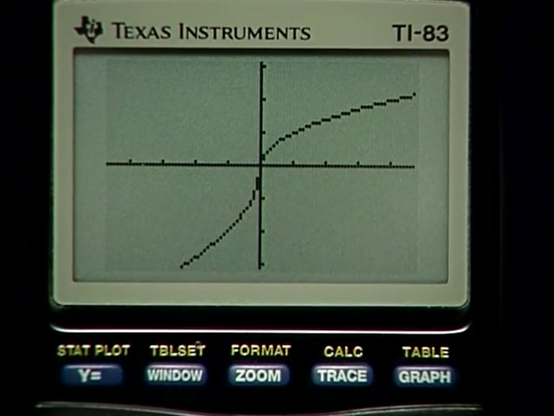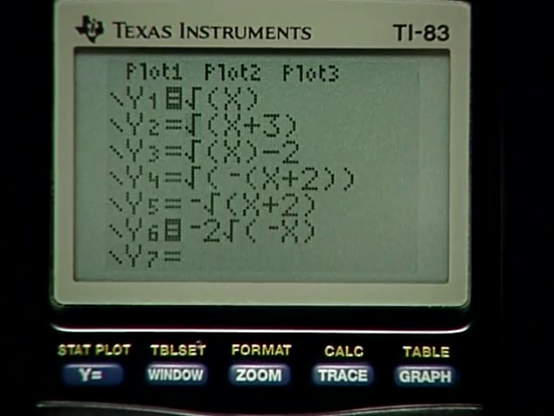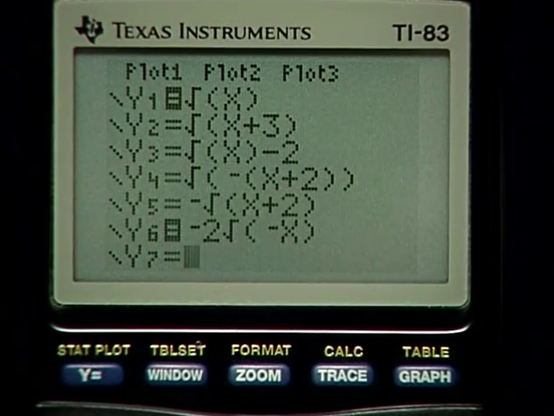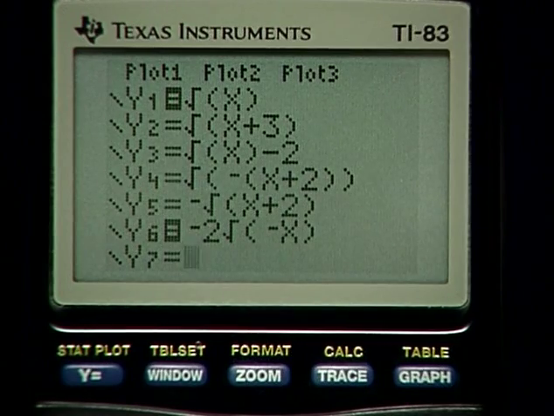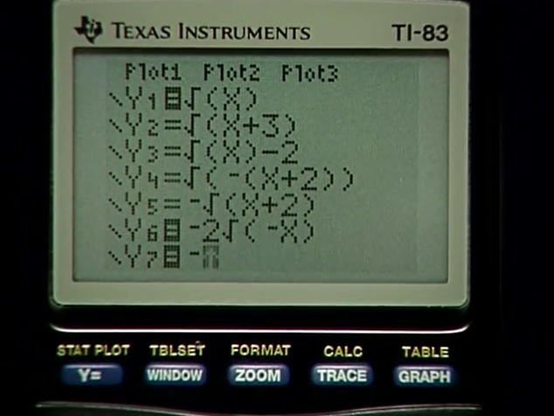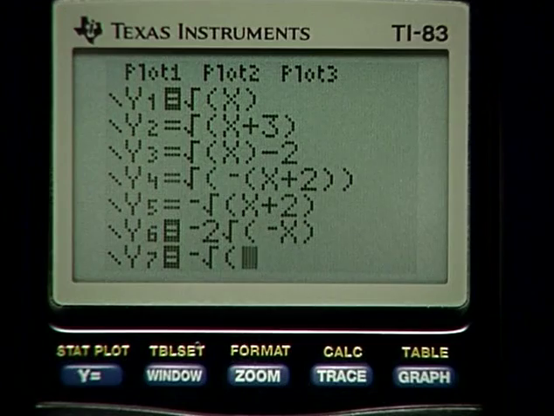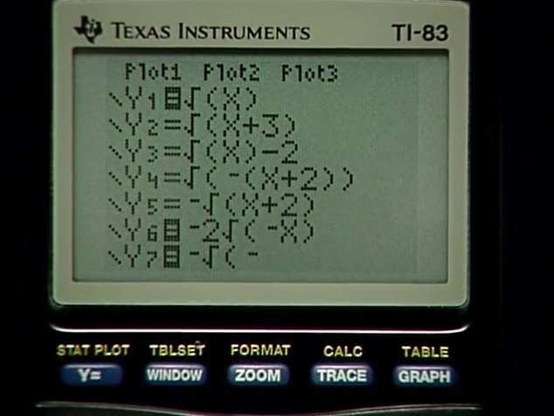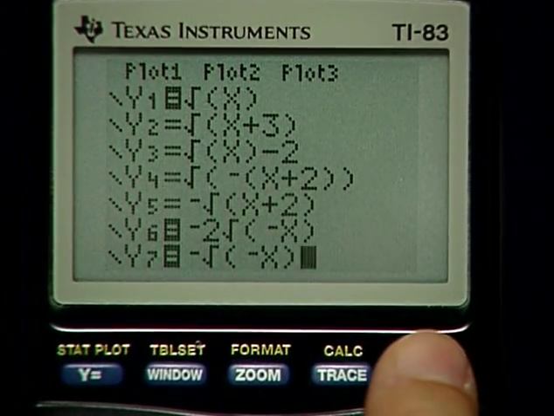Now to illustrate that, let's go back to y equals, and I'll enter a graph very similar to this one. The negative of the square root of negative x. Now, I just want to show you the difference between these two.